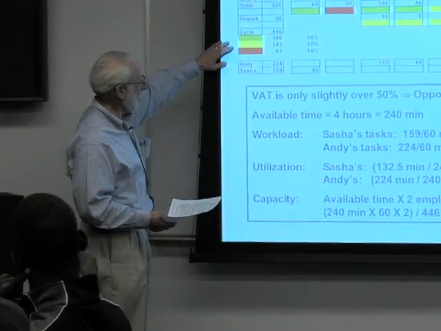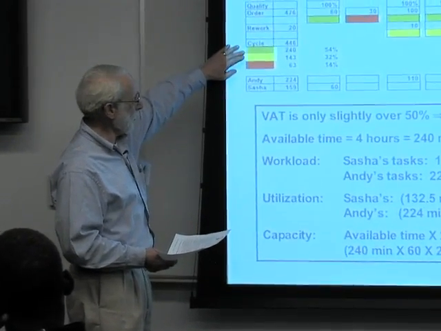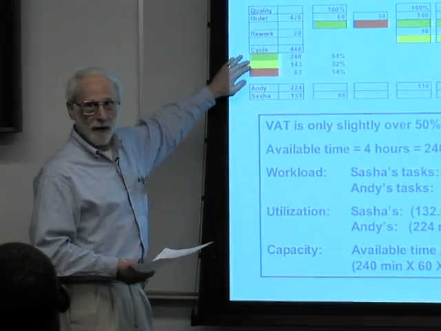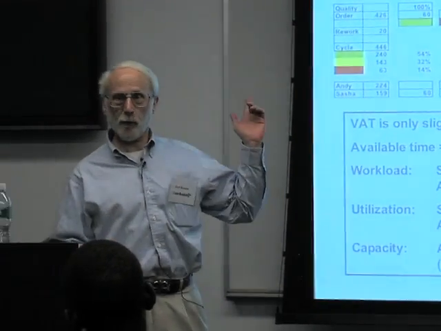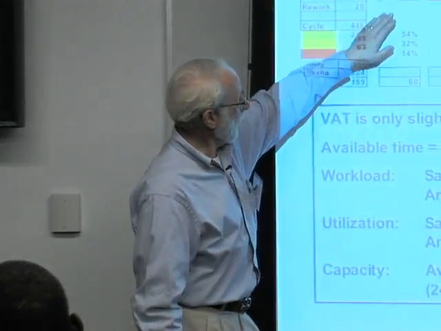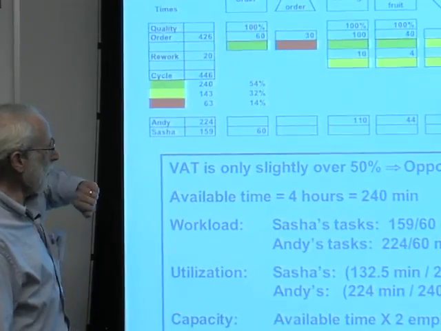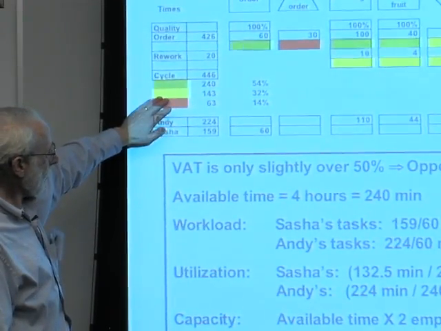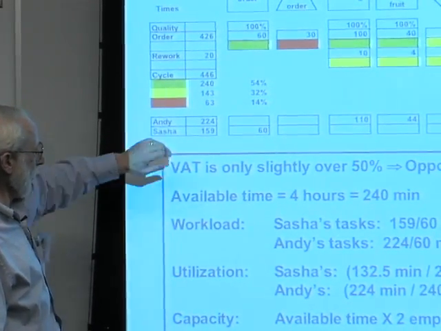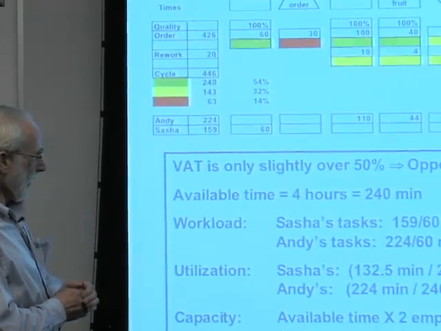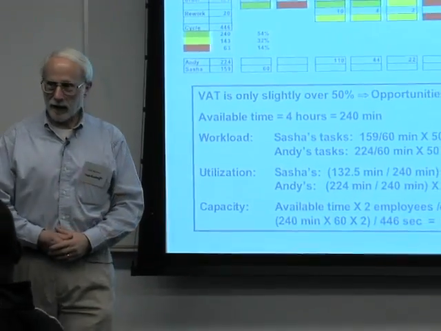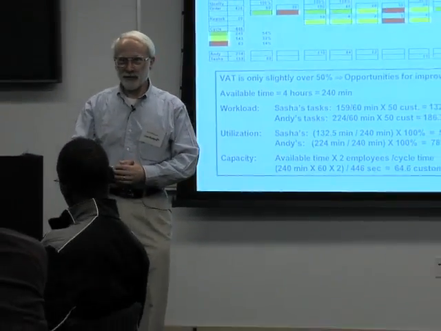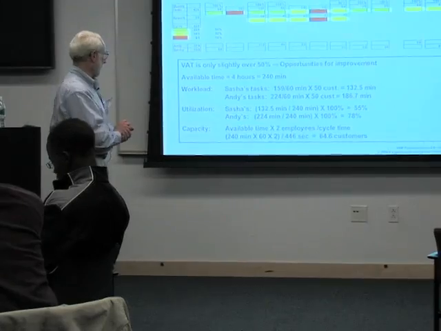So of that total of 446 seconds, the value added time's about 50%. Okay, that's not an unusual number. Actually, that's somewhat high for a first time through. But again, we could argue about whether some of these things are really true value added. About 32% necessary waste and 14% pure waste. So value added time's only about 50%. Opportunity for improvement. We should be able to do something better than that.